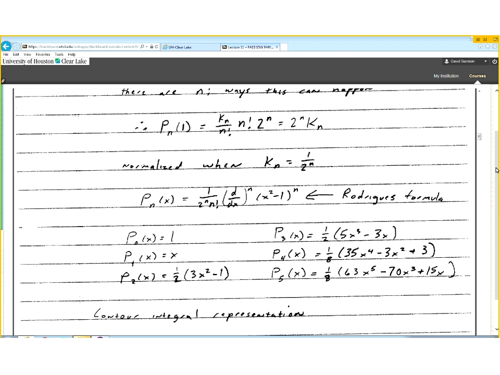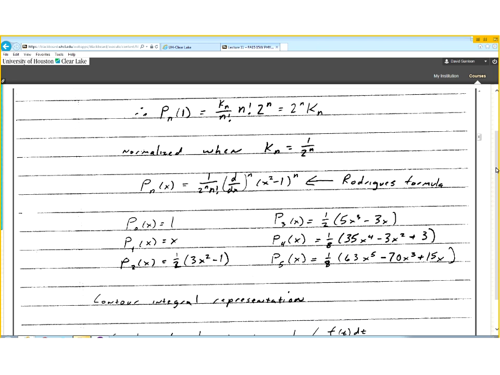Okay. And the normal way that you'll see these being expressed is the P0 term of the Legendre polynomial is just 1. The P1 term is x. P2 is going to be some term involving x squared. P3 is going to involve x cubed as the highest term. P4, so on and so on.